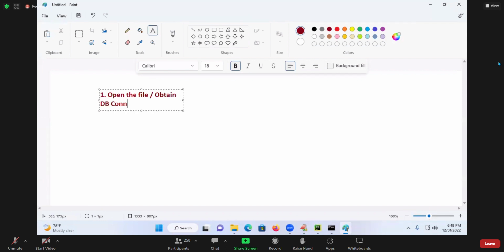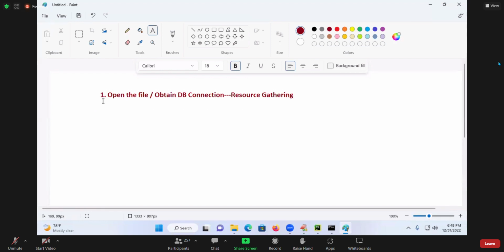Next thing. Let us come to the finally block. Let me not divert the class. Open the file, or nothing but what? Obtain DB connection. You take a DB connection. What is this called? Resource gathering. We call it resource gathering. So in this, I got the resources.